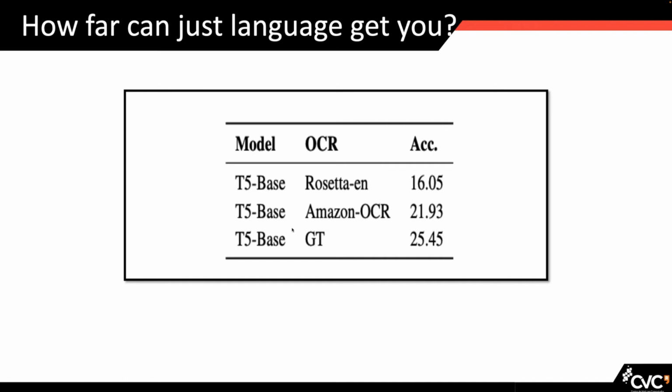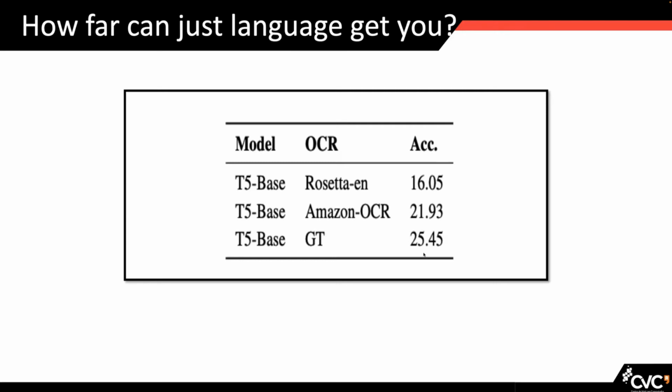and fine-tuned on SQuAD, which is a natural language understanding data set, and we just take that model, zero shot, and give the questions to this model with the OCR tokens. How much does this model get? Surprisingly, with Rosetta, which is the Facebook OCR, you get 16%. If you use a slightly better OCR, Amazon OCR, you get almost 22%. And with the ground truth, you get 25%. So a quarter of the questions can be answered without any visual information at all, with just language. We didn't even do any fine-tuning.